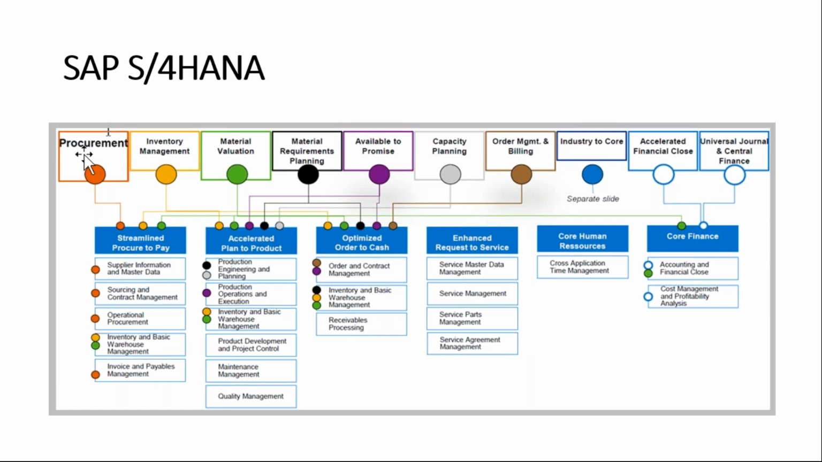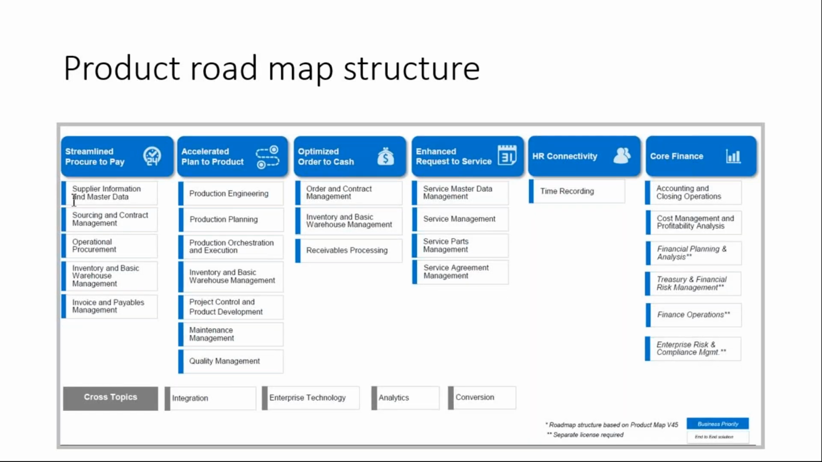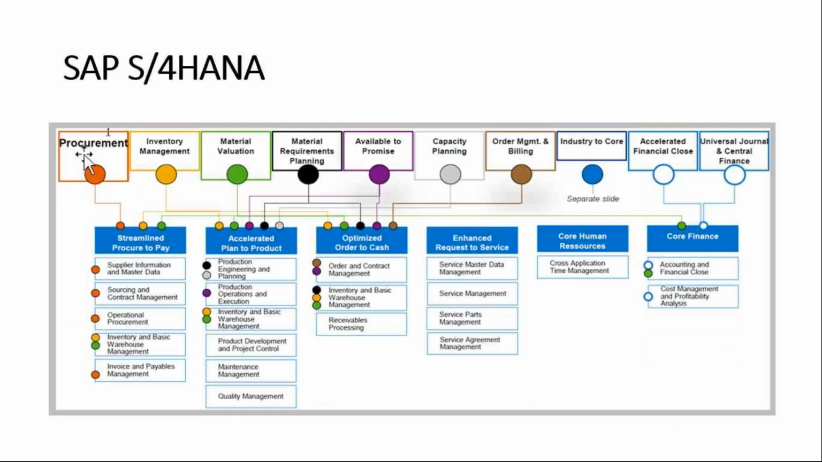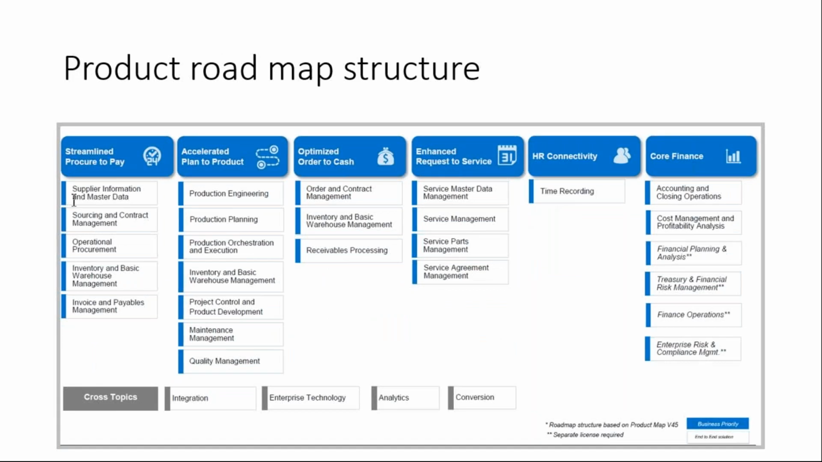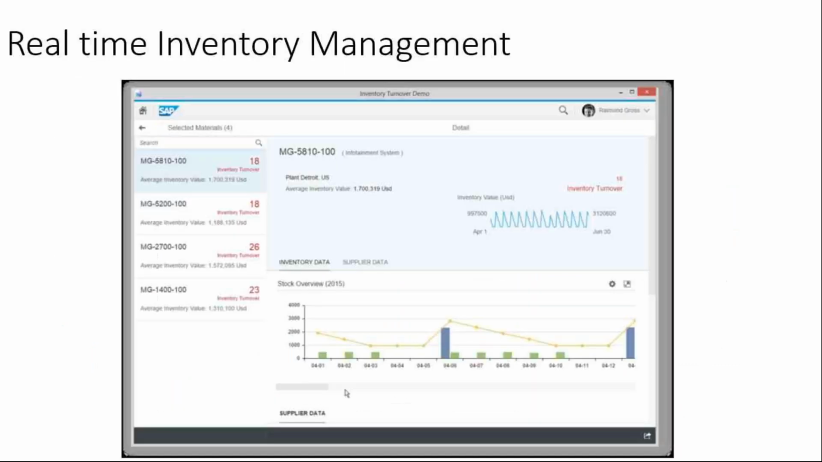There is where your entire SAP S/4HANA comes in, process-wise, be it procure to pay, plan to product, order to cash, request to service, and HR and finance being the core functional modules of your digital business.